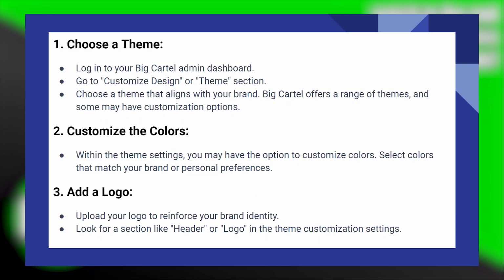Within the theme settings, you may have the option to customize colors. Select colors that match your brand or personal preferences. Then, upload your logo to reinforce your brand identity. Look for a section like header or logo in the theme customization settings.